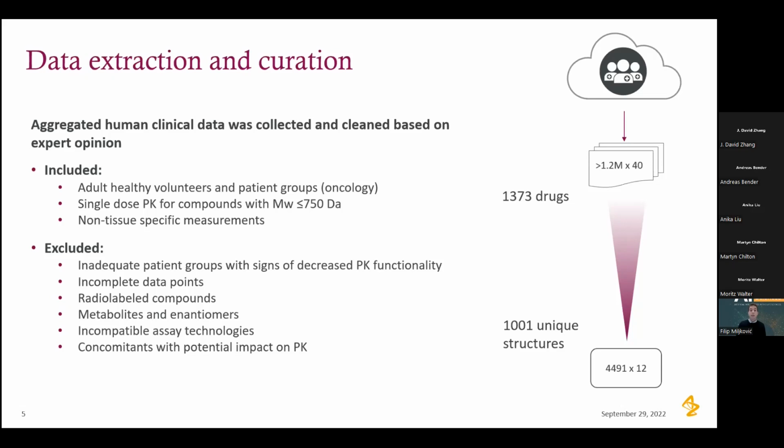As machine learning essentially is not able to deal with incomplete data, we had to remove the incomplete data points and also remove the measurements that were related to the radio-labeled compounds, metabolites, and enantiomers, but also incompatible assay technologies and concomitants that may affect PK.